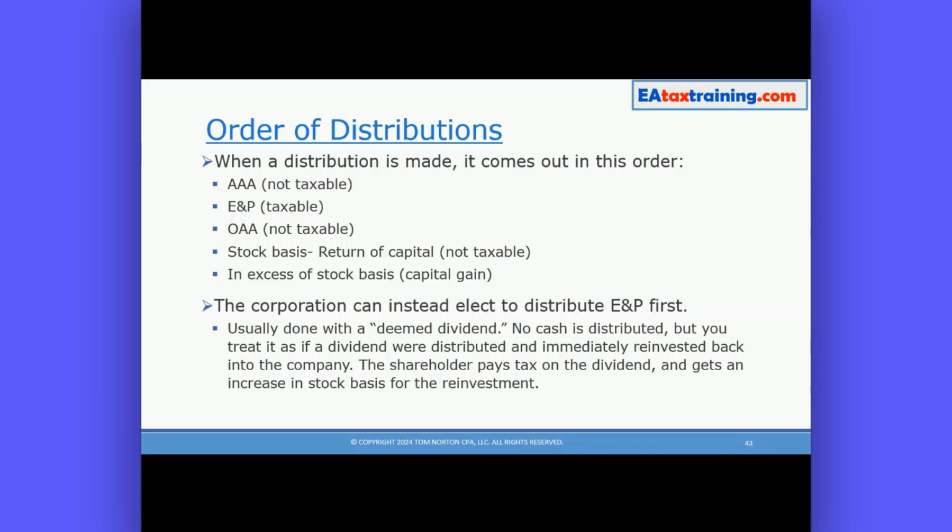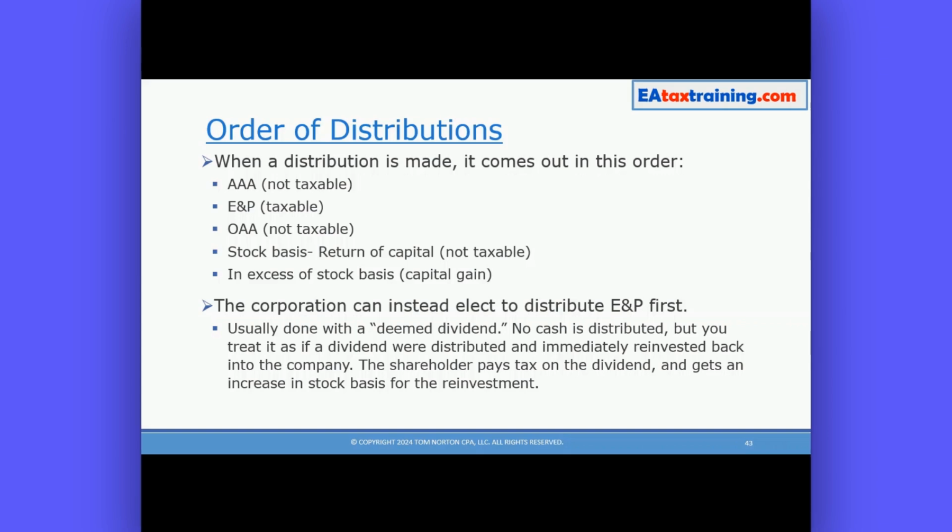So that is the order of distributions. You may want to rewind the video, go back a couple minutes to where we started talking about this to make sure that you understand how these distributions come out of the company and which ones are taxable and which ones are not taxable. There is an exception to all of this that the corporation can make.